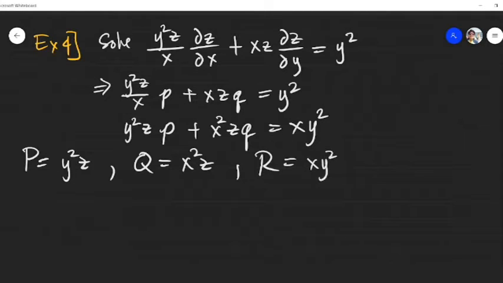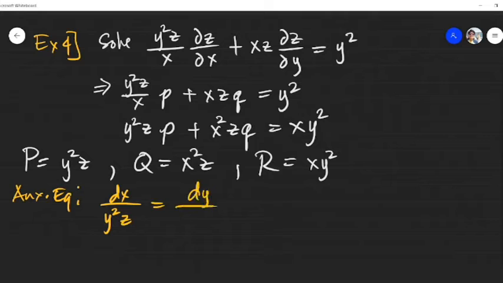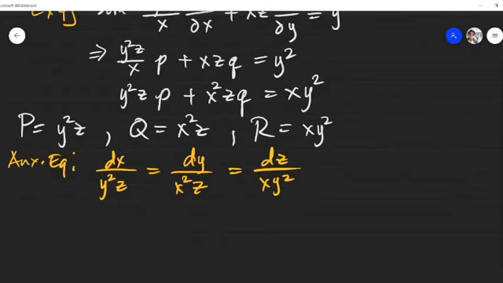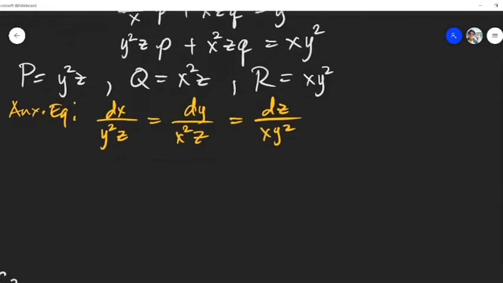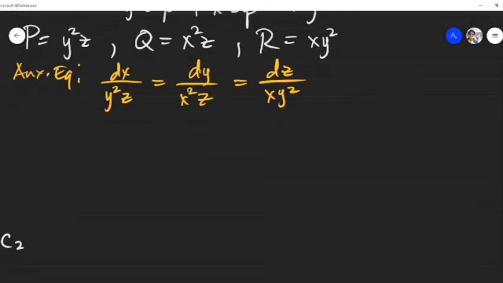and r is equal to xy squared. Okay, the auxiliary equation is dx over, our p is y squared z, dy over x squared z. This is equal to dz over xy squared. So even though we have 3 variables in each fraction, by pairing two fractions, there can be a cancelled variable in the denominator, by the way.